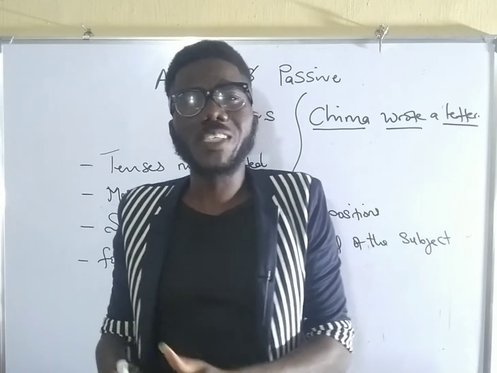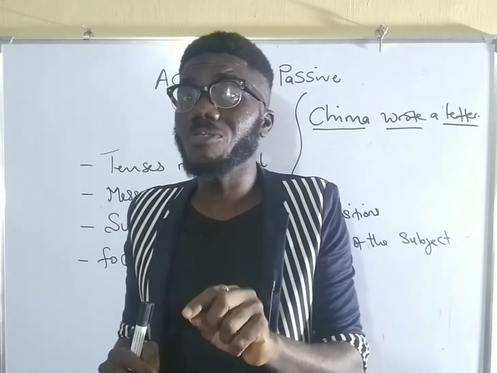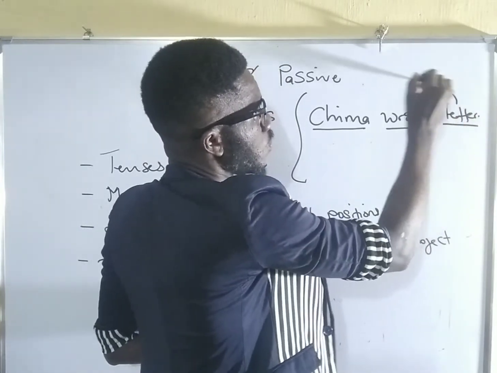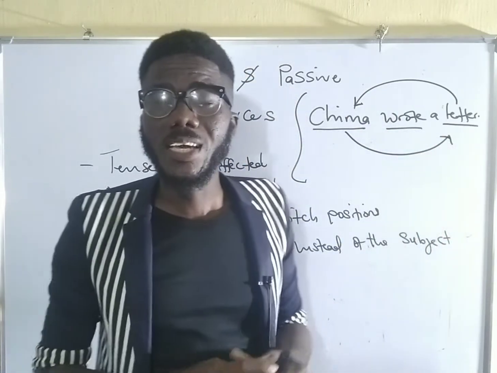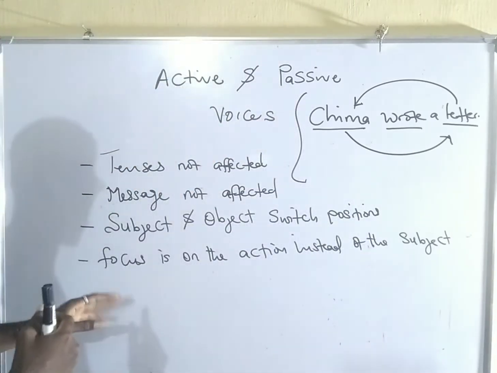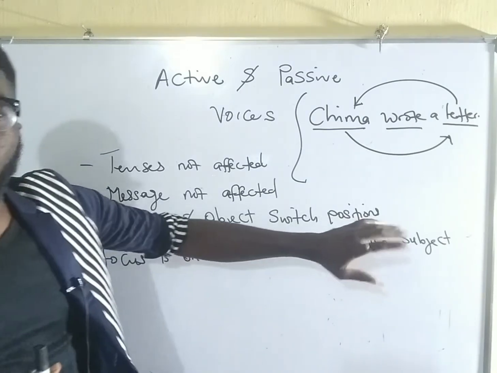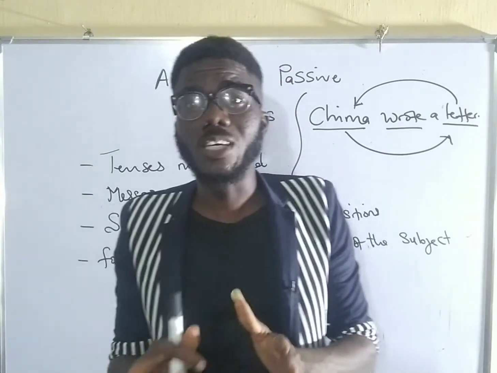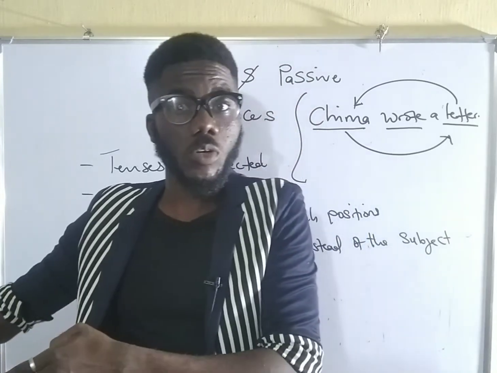You talk about the passive voice when the structure of the sentence is affected. It is affected in the sense that this object will come over here and this subject will go to the back, meaning that the subject and the object will switch their positions. That is why you have it here: subject and object switch positions. This is when you say that the sentence is now in the passive voice form. In this situation, the subject is no longer presented as playing the role. It goes to take the position of the object.